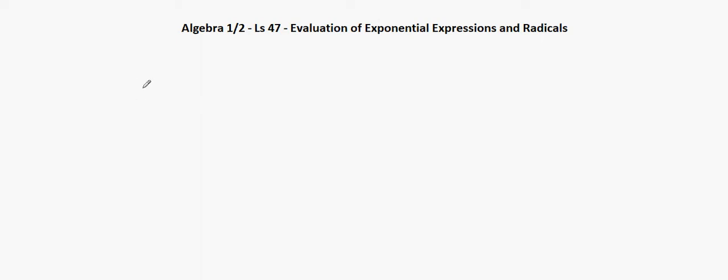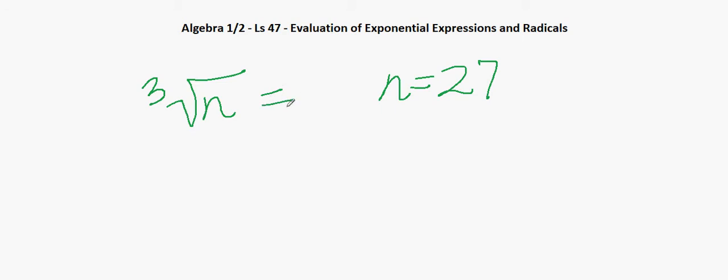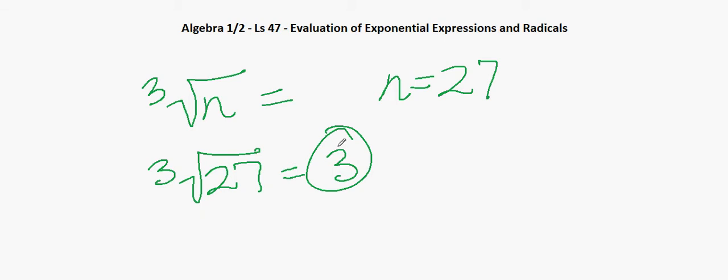Let's try a smaller one. Cube root of, and now we're missing the radical. What if n equals 27? Then what is this going to be? Well, I replace the n with 27. This is easy. 3 times 3 times 3 will give me the answer. So if n equals 27, evaluate, and 3 is my answer.